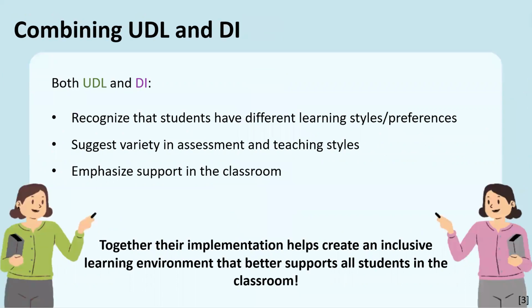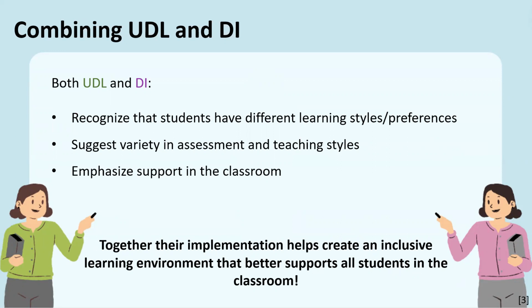So how do universal design for learning and differentiated instruction fit together? Universal design for learning is a broad and proactive approach that seeks to minimize barriers to learning, whereas differentiated instruction is a response to a learner's specific needs. Although these 2 concepts are different, there are many similarities between the 2.